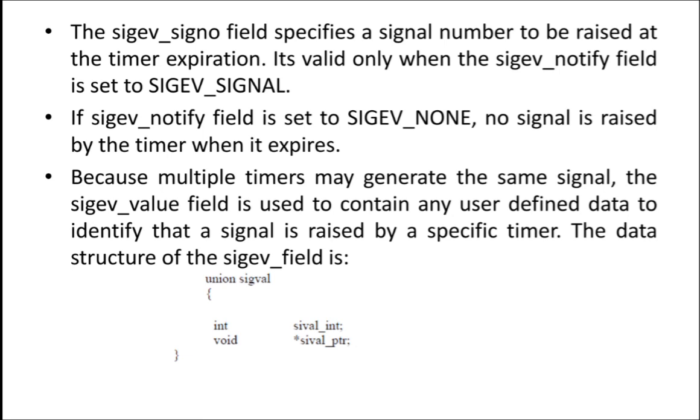So in that sigev_value field only I have to specify the user-related data, right? How can I specify that? You can specify that value in the sival_int (signal value integer) variable. You can specify the data. Based on that I can identify the signal for different signals, that is, for different timers.